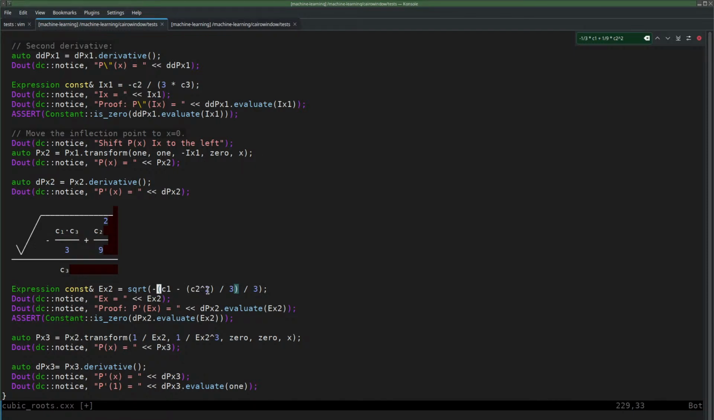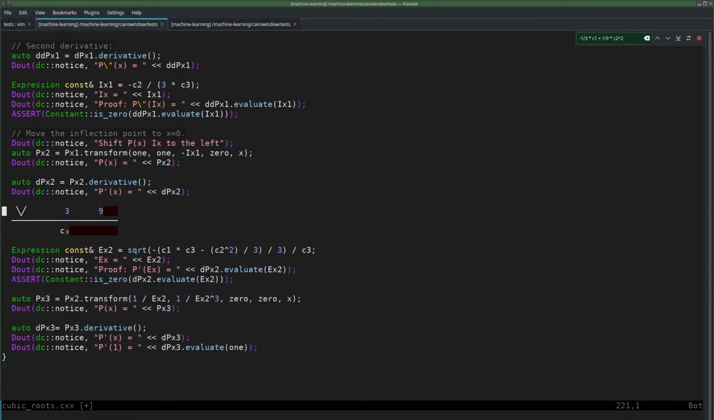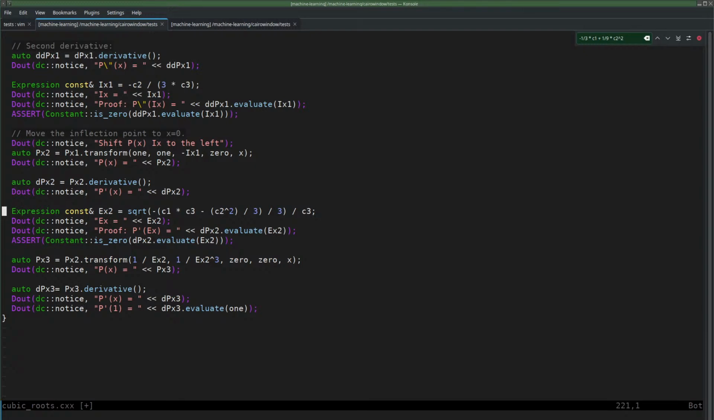C2 squared divided by 3, which is divided by 9. So yeah. And now we have to add the C3 back by doing times C3 here. And then the whole thing outside of the square root must be divided by C3. What a mess. Let's clean it up a little bit.